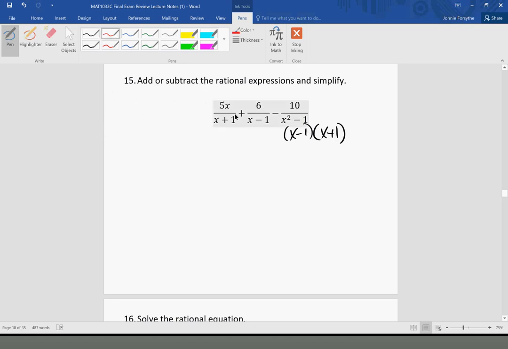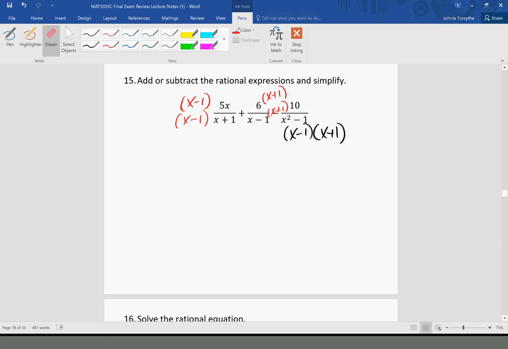If we were to multiply this first rational by x minus 1 at the bottom, then this denominator will be the same as this one. And then if we multiply the bottom by x minus 1, we have to do the top by x minus 1. Same thing for the second one. It already has an x minus 1. It does not have an x plus 1. So I'm going to multiply this bottom one by x plus 1. But I have to do it at the top as well.